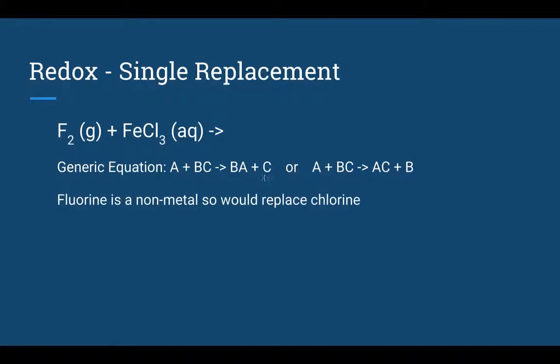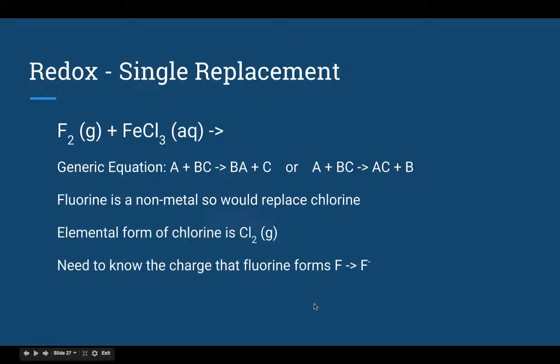So again, here's the rationale. Fluorine's a non-metal, so it's going to replace chlorine. I need to know what the elemental form of chlorine is, since chlorine is going to be left on its own, and we know chlorine is one of those diatomic gases. And iron, we still know, is the same. Iron is now the cation. That's not going to change.